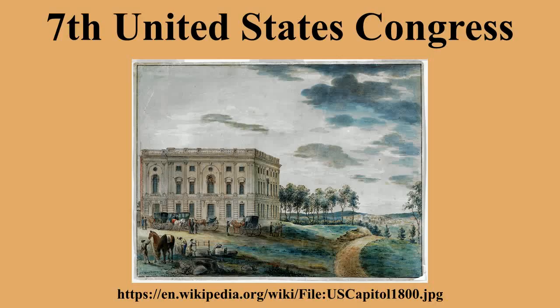The Seventh United States Congress was a meeting of the legislative branch of the United States federal government, consisting of the United States Senate and the United States House of Representatives. It met in Washington, D.C. from March 4, 1801 to March 4, 1803, during the first 2 years of Thomas Jefferson's presidency.